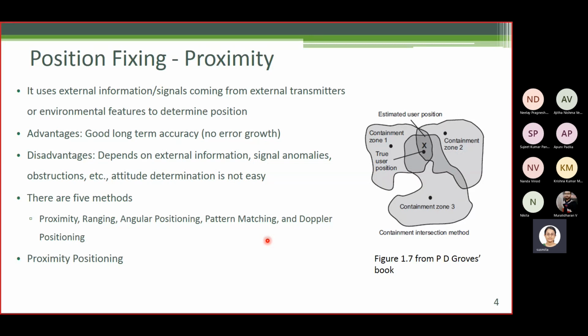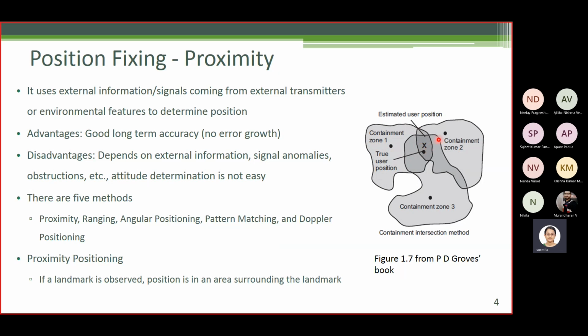Suppose you are standing in front of a famous building or a known landmark, then you know that you are in an area surrounding that landmark, right? So this is what is shown here. This is the landmark, and if the user is here and he sees the landmark, he will know that he is in an area surrounding that landmark. This area is called containment zone. It's a different use of containment zone, of course.